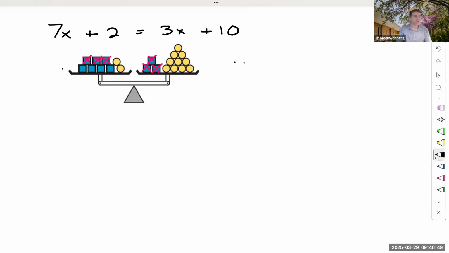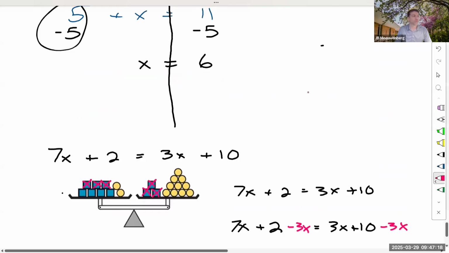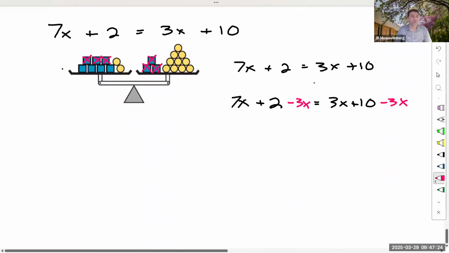If we start with 7x plus 2 equals 3x plus 10, what we've done is we've taken 7x plus 2, I'm going to use a different color, and subtracted 3x from that left side. And then we had 3x plus 10 on the right, and we've also subtracted 3x from the right side. Now, some people like to write them in a line like this. Other times, people will do what I did earlier and write it right beneath. Either way is fine. Whatever way works for you is fine with me.